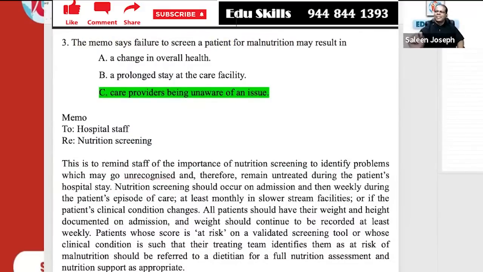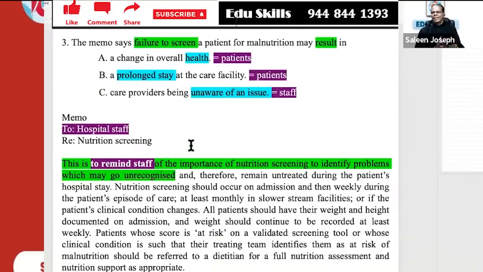That's why I said only one sentence, even half of the first sentence we have read, the answer is there. These are from the official sample. See now, one more thing. Here, option A is concerned about the patients, it speaks about the overall health of the patients. B speaks about the prolonged stay of patients, but only the third one speaks about staff, care providers. Care providers means staff.